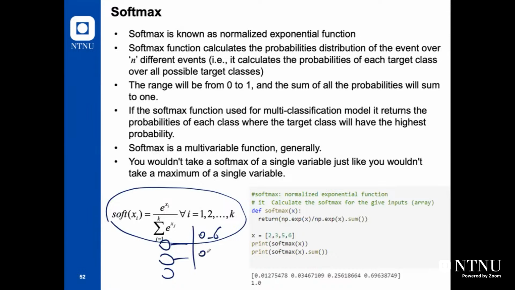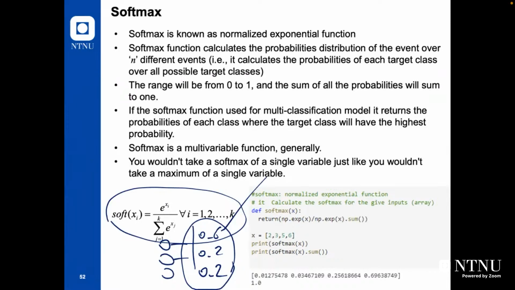Maybe the other one will be 0.2. The other one must be 0.2. So the summation at the end will add to 1. Right? So in this case, I can say, okay, this is class A because the probability is 0.6. So the range will be from 0 to 1, and the sum of all probabilities will sum to 1.